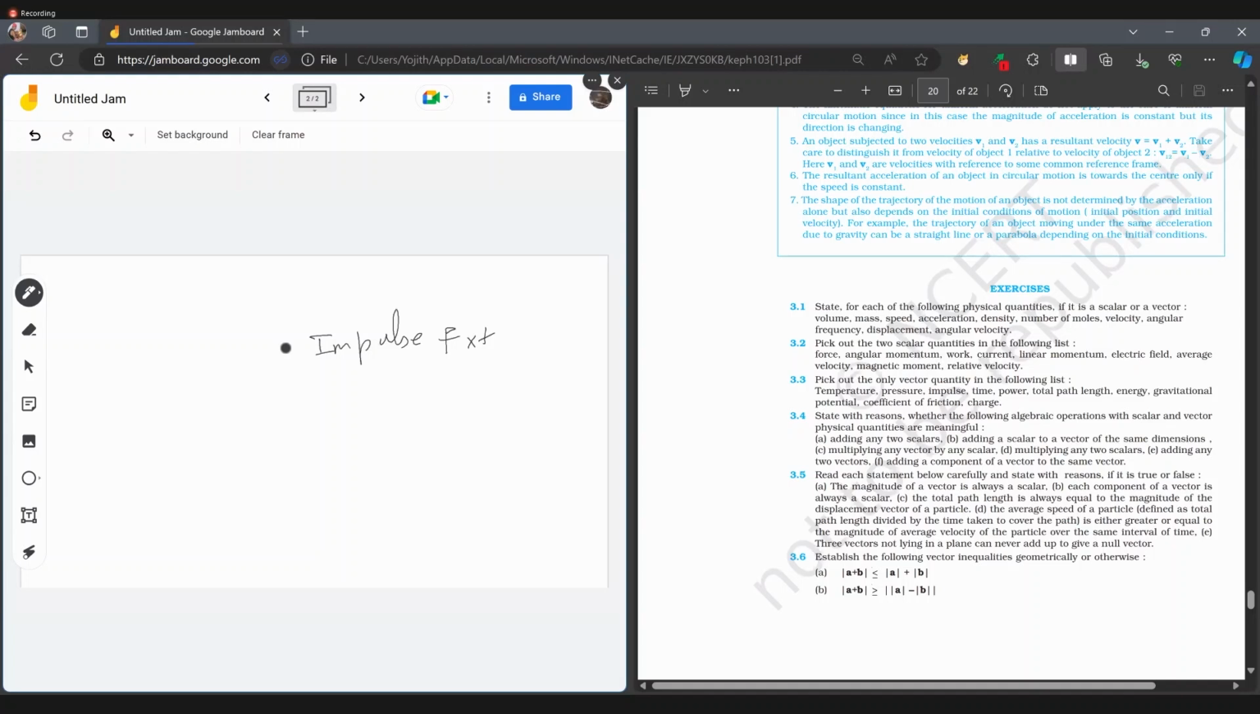Adding any two scalars, adding a scalar to a vector of the same dimensions, multiplying any vector by any scalar, multiplying any two scalars, adding any two vectors, and adding a component of a vector to the same vector. Okay, adding two scalars, of course, we have been doing since childhood. It makes sense. It's meaningful.